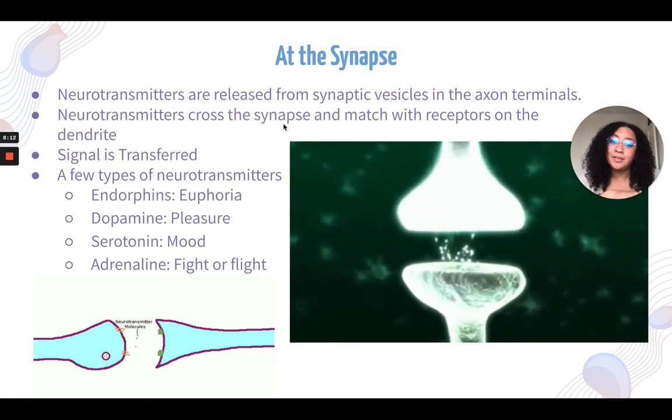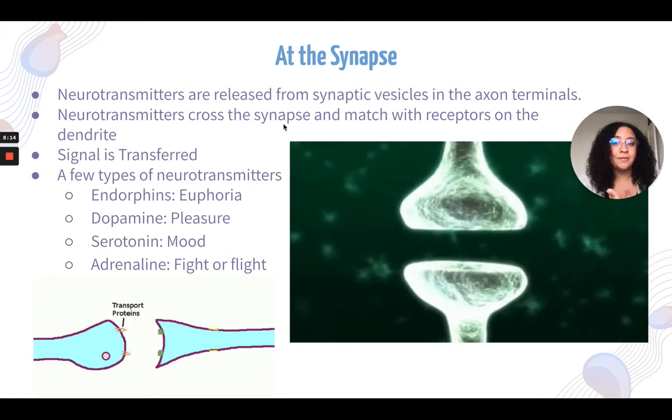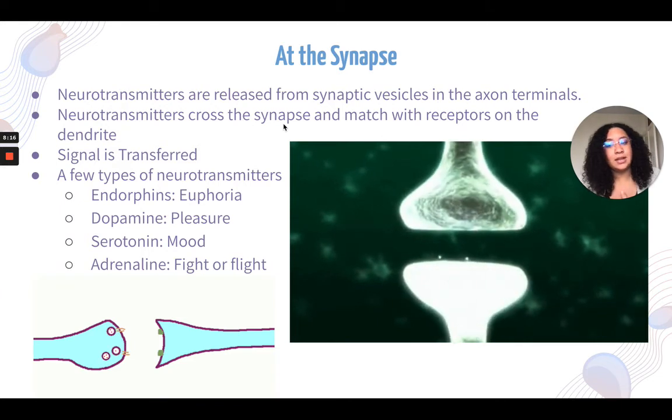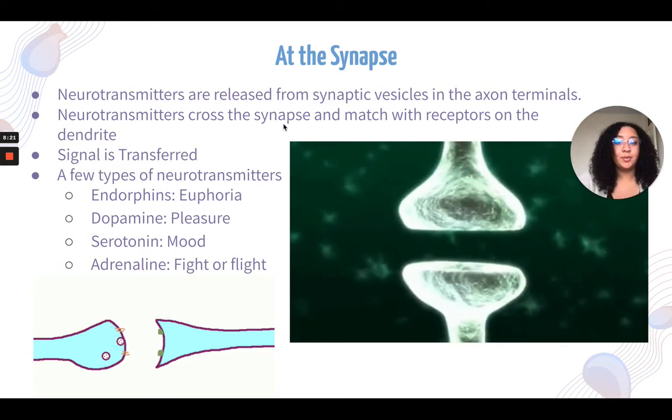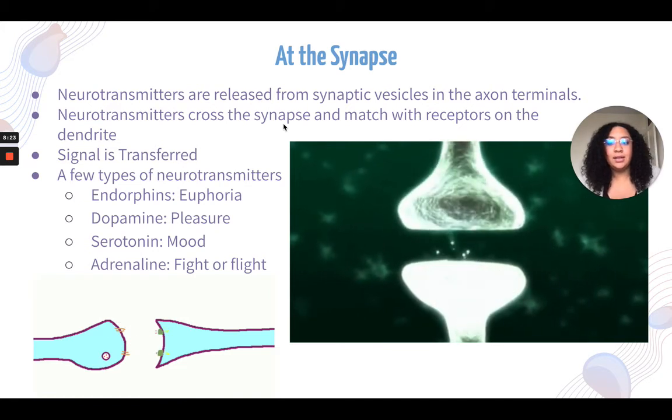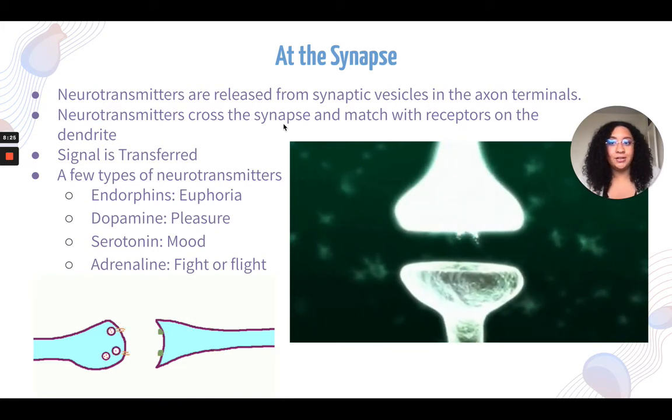Okay, just a few types of neurotransmitters. There's endorphins, which produce a euphoria feeling, dopamine, which produces pleasure, serotonin helps with mood, and adrenaline is your fight or flight neurotransmitter.